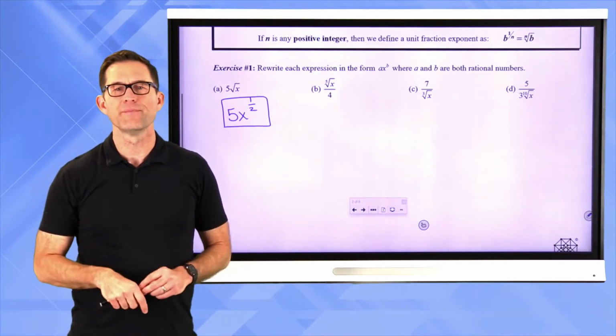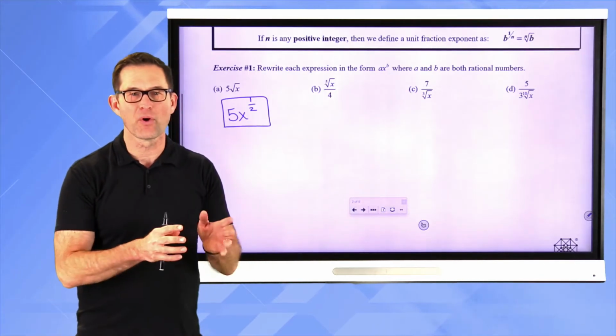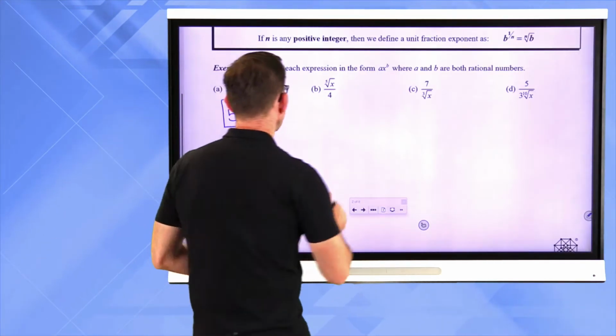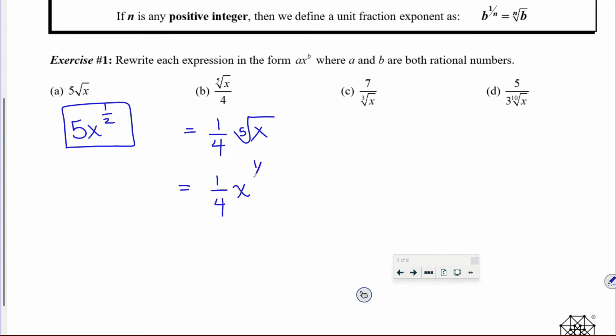Let's take a look at that. Here we have the 5th root of x divided by 4. Now I want this written as a number times x raised to another number. So the first thing I would note in this is that this is equal to 1/4 times the 5th root of x, right? Dividing by 4 is the same as multiplying by 1/4. But then I can write the 5th root of x as x to the 1/5. So I can rewrite all of that as 1/4 times x to the 1/5.